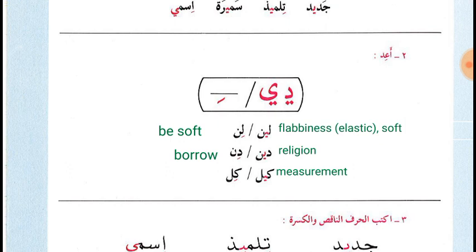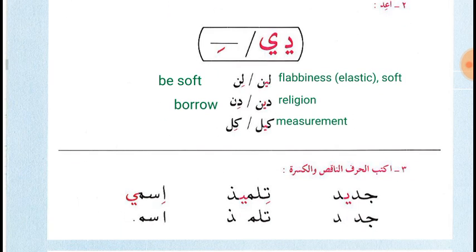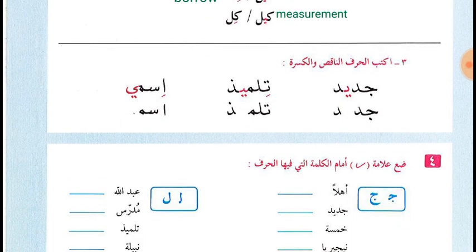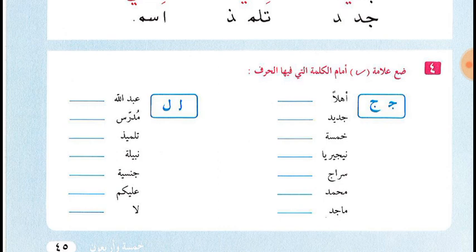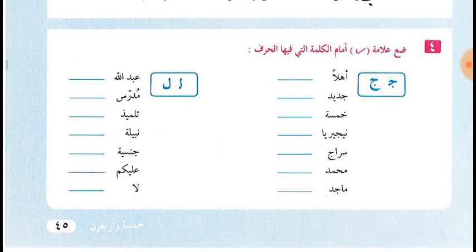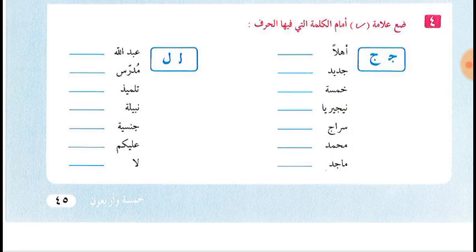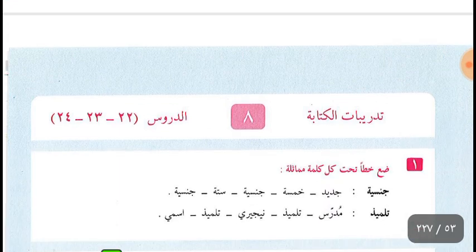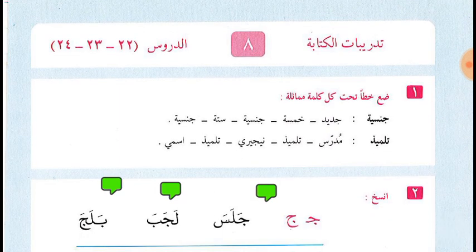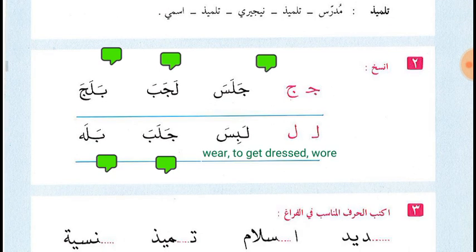لين، دين، كيل. Then write the basic letter and the kasra mark. The word in which the letter jeem is present we will take in the first column, and in the second column we will take the word in which the letter laam is present. 45 is a card, five and four. Then we have writing exercises.